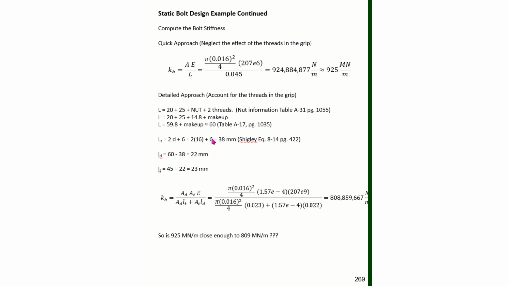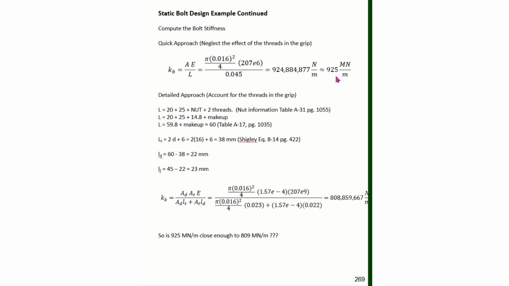So, as a quick approach to look at the K-bolt, we can neglect the threads and assume that all of the material in the grip is unthreaded shaft, or an unthreaded bolt. Doing that, we get AE over L for K-bolt, where the A is based on the 16 millimeter diameter bolt that we assumed we have. E was given, and the length of the grip is 0.045. When we do that, we get approximately 925 meganewtons per meter for KB.